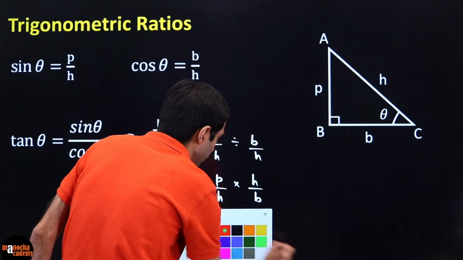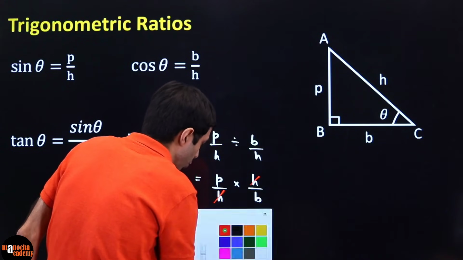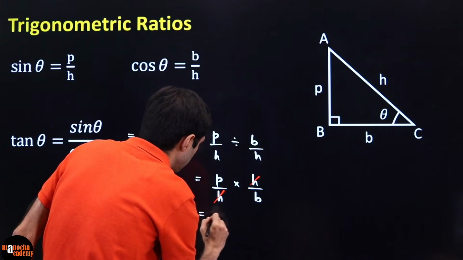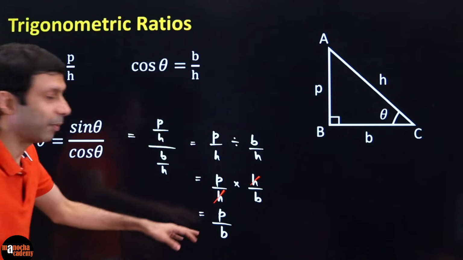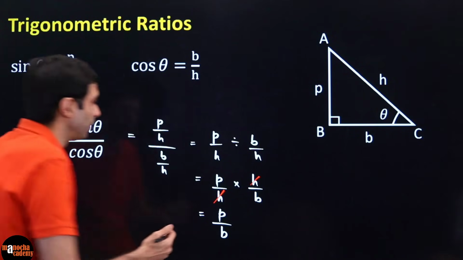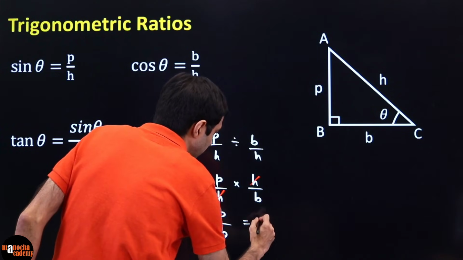Now if you look here, you can cancel H. So what are you left with, guys? P by B. And that was our definition. P by B, by definition, we gave it a name. We said that, hey, that's tan theta.